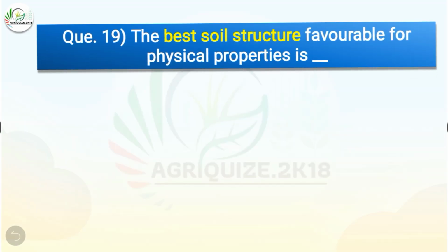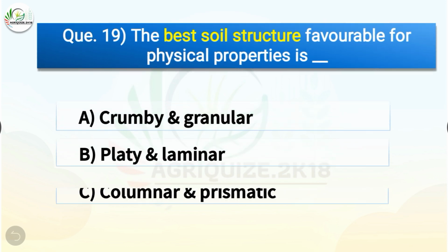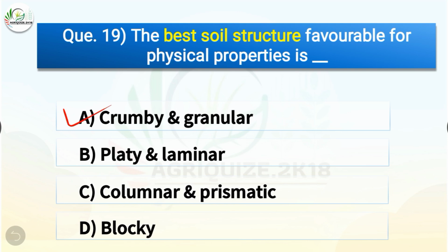Question number 19. The best soil structure favorable for physical properties is dash. The options are crumbly and granular, platy and laminar, columnar and prismatic, or blocky. The correct answer is option A, crumbly and granular. So the best soil structure favorable for physical properties is crumbly and granular.